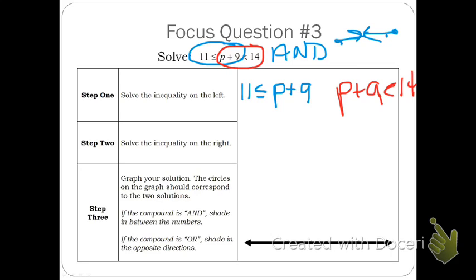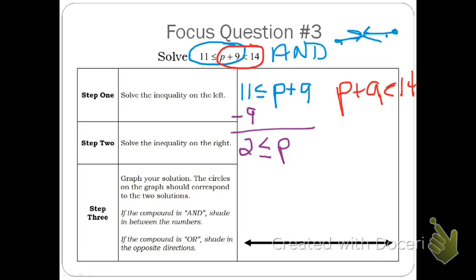Alright, I have P plus 9, and I need to move that 9 to the other side as negative 9. So there, P is greater than or equal to, so the inequality symbol stays the same direction. 11 minus 9 is 2. It's a positive 2.